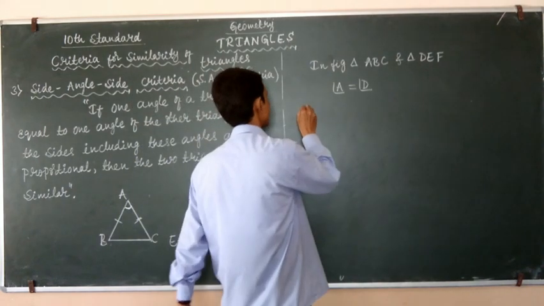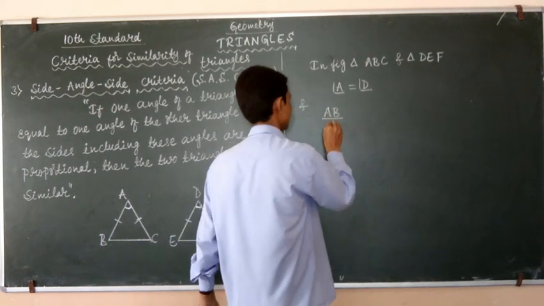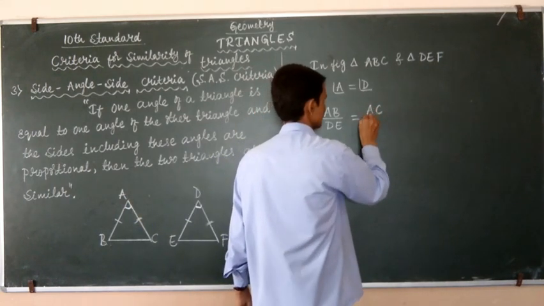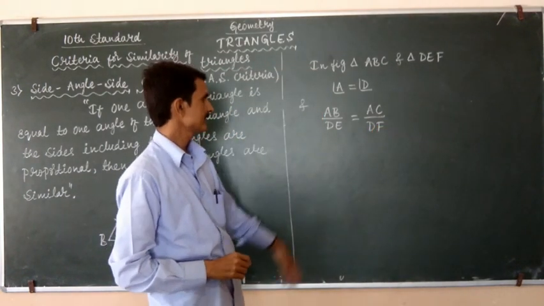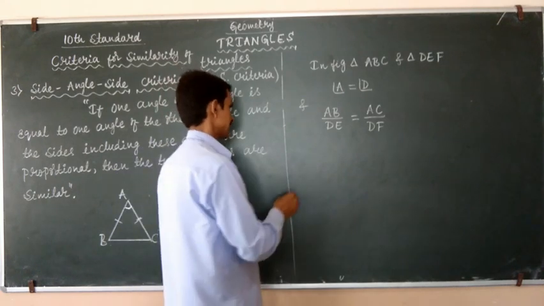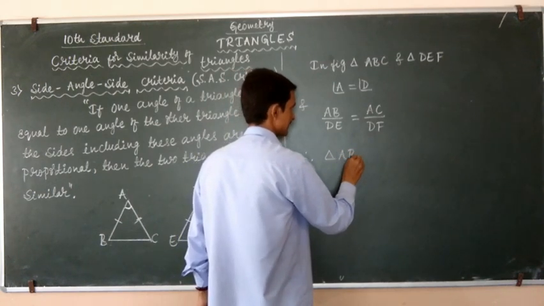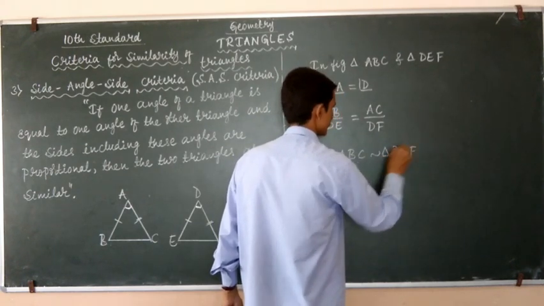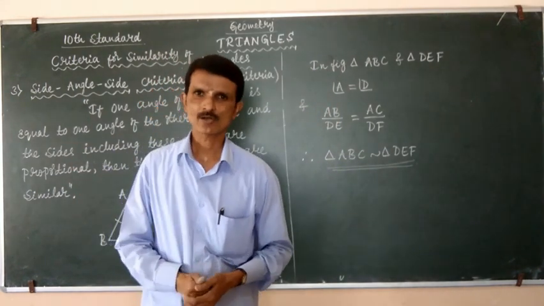Then their ratio, AB by DE equals AC by DF. So if AB by DE is equal to AC by DF, then we can write, therefore, those two triangles: triangle ABC is similar to triangle DEF according to the side angle side criteria.